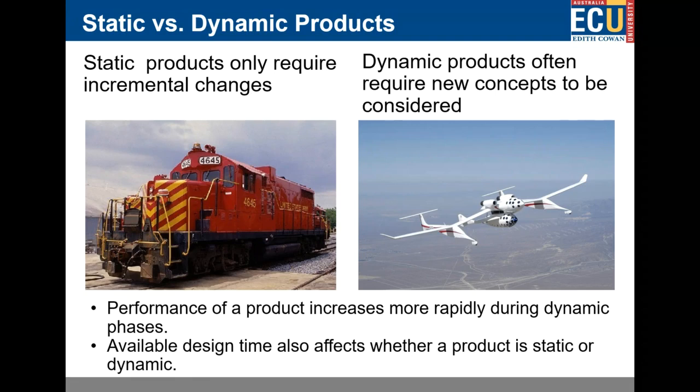But in reality, most products actually fall somewhere between a static and dynamic product. Things like the electric car that's coming out, or becoming quite popular now with Tesla, for instance, are somewhat of a hybrid between static and dynamic products. The car itself is a static product, but the electric powertrain is a dynamic product. It hasn't really been done on that scale successfully before.